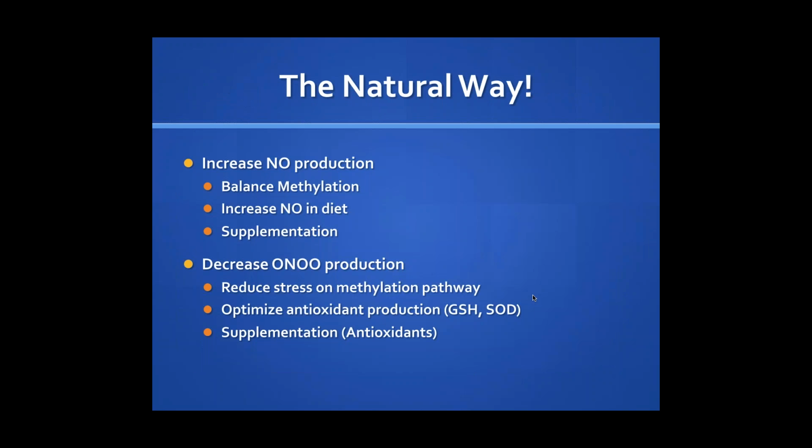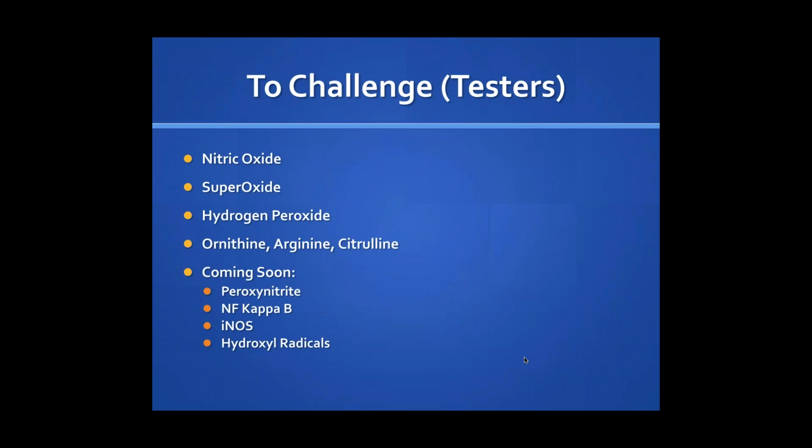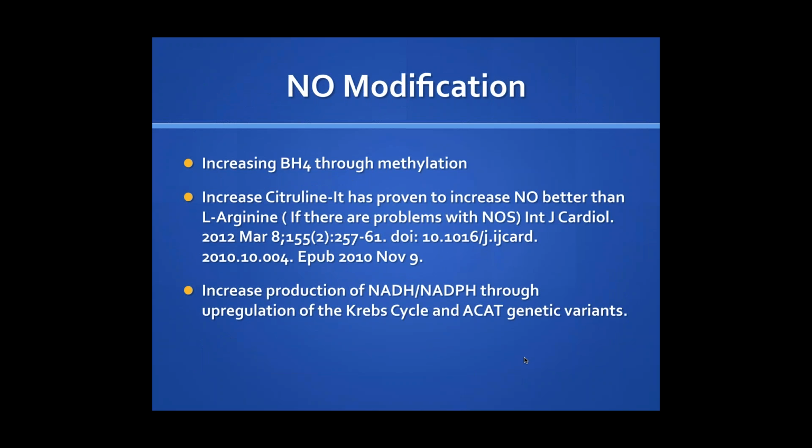So how do we increase nitric oxide? We balance methylation. We increase nitric oxide in the diet or supplementation. And we decrease the ONOO (peroxynitrite) production pathway. And we reduce stress on the methylation pathway, optimize antioxidant production, and supplementation. We also increase BH4 through methylation, so let's talk about that for just a moment. We also increase citrulline, and increase the production of NADH and NADPH.